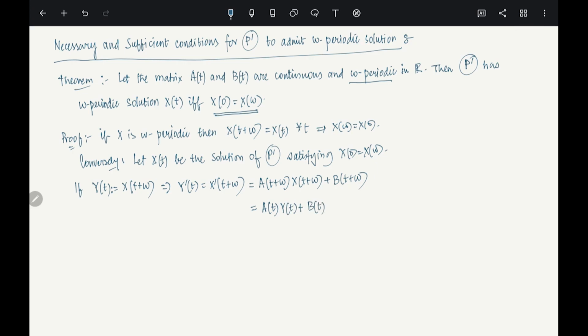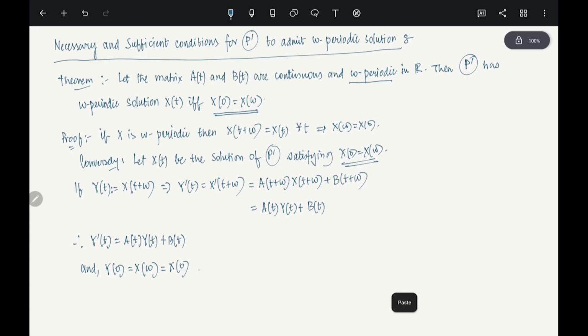So you see, you have a problem such that, therefore, y prime of t equals a of t times y of t plus b of t. Clear? And moreover, y at the point 0, what is it? It is x at the point w, right? And x at the point w is given to be x at the point 0. So that is what we started out with, right? So it is x at the point 0. So you see, y and x both satisfy the exact same equation, right?